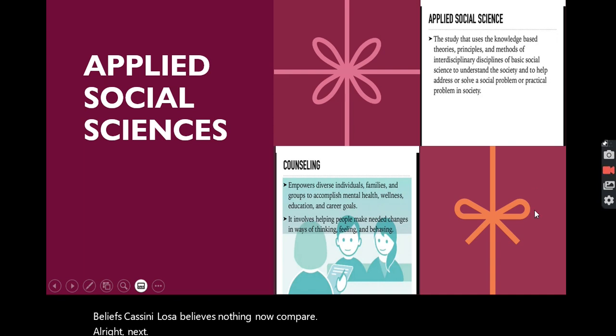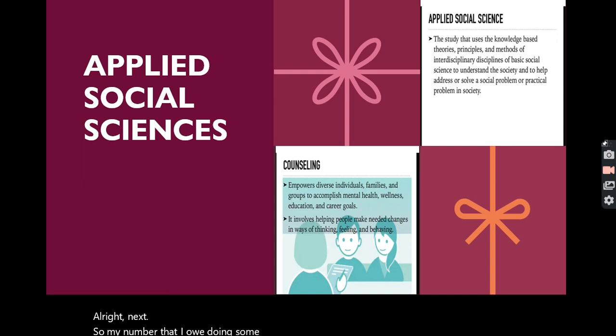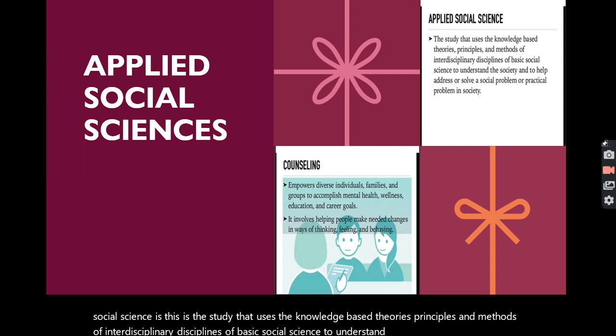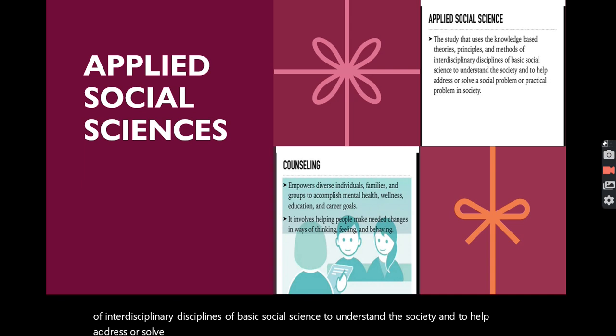So, ngayon naman, punta tayo doon sa applied social sciences. So, what is applied social sciences? This is the study that uses the knowledge-based theories, principles, and methods of interdisciplinary disciplines of basic social science to understand the society and to help address or solve a social problem or practical problem in the society.